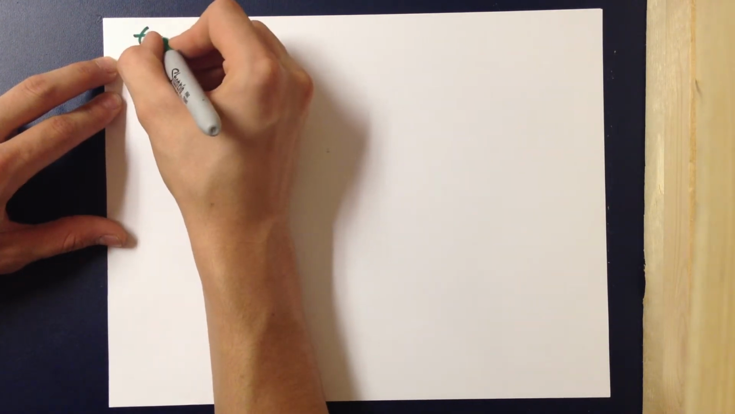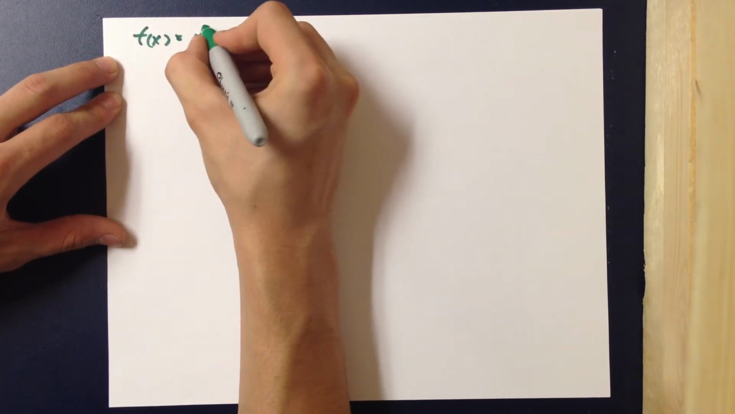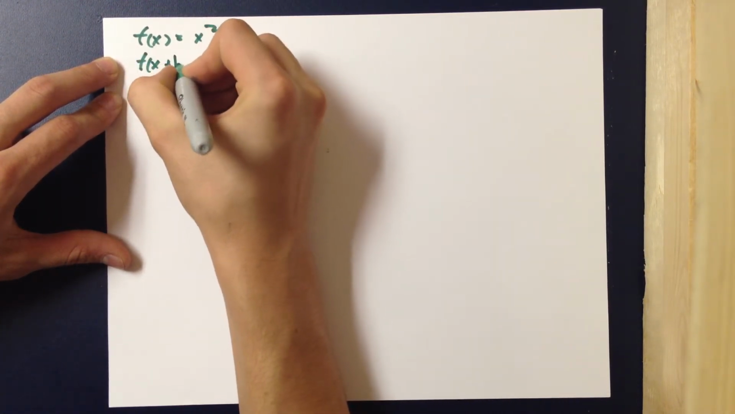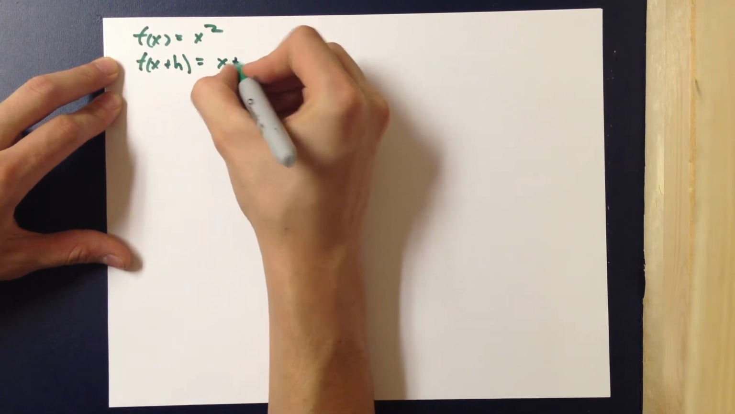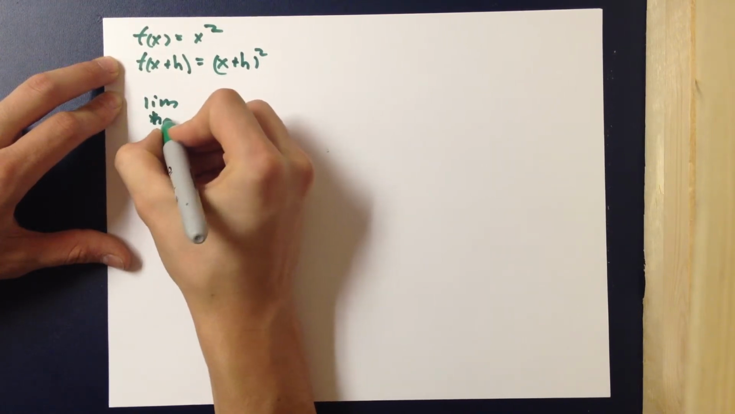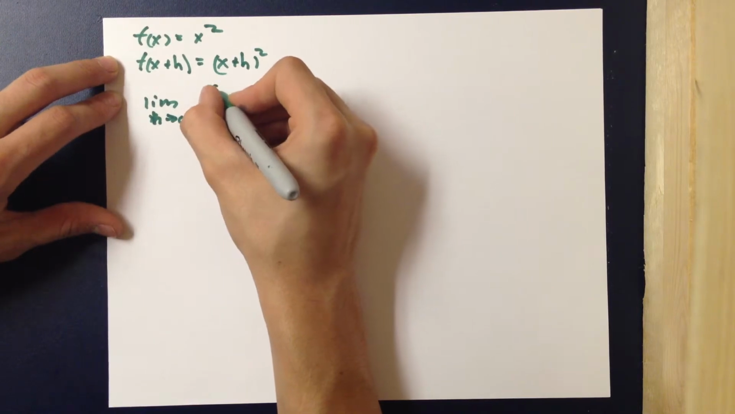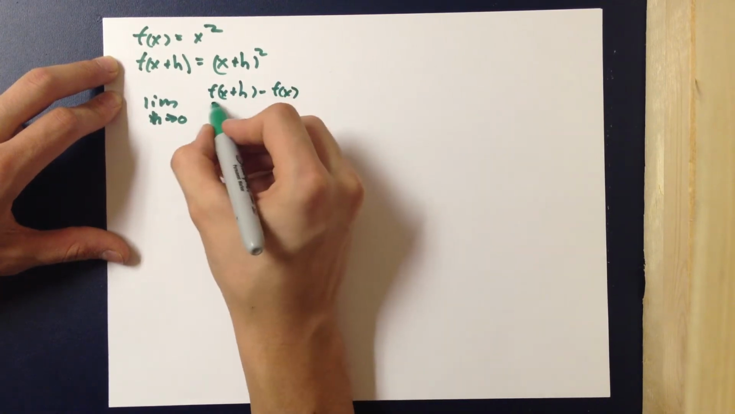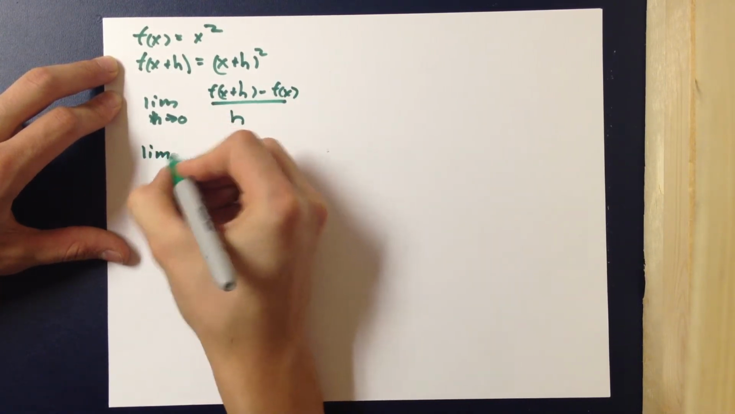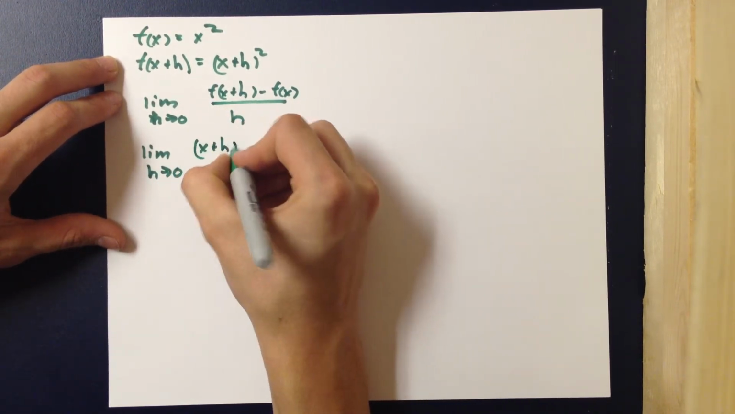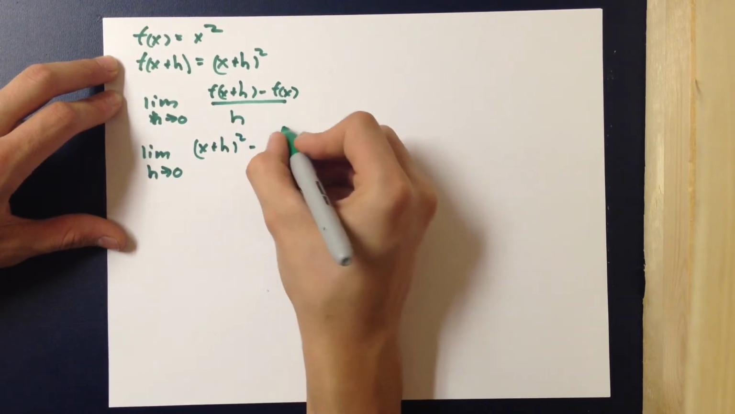To see an application of this, you would simply define f of x as a function, in this case a very common function, x squared. f of x plus h would simply be x plus h squared. So the limit as h goes to 0 of f of x plus h minus f of x all over h is actually the limit, as h goes to 0, of x plus h squared minus x squared all over h.